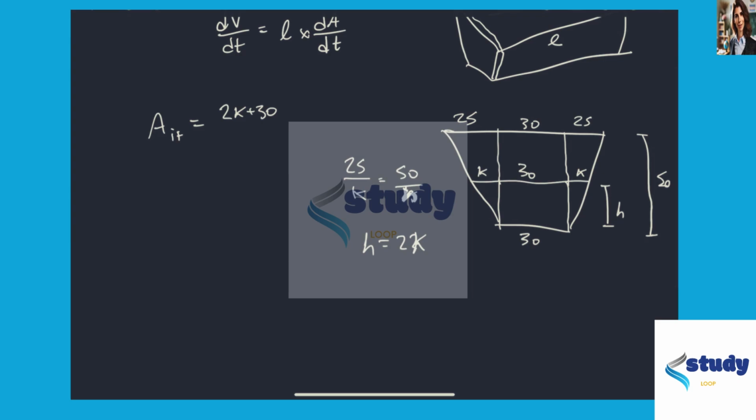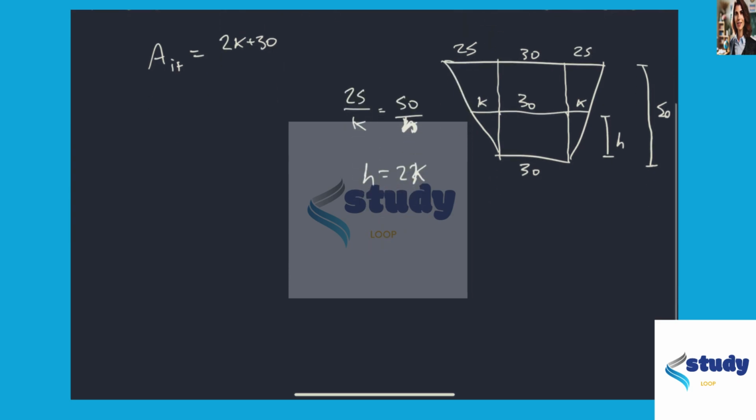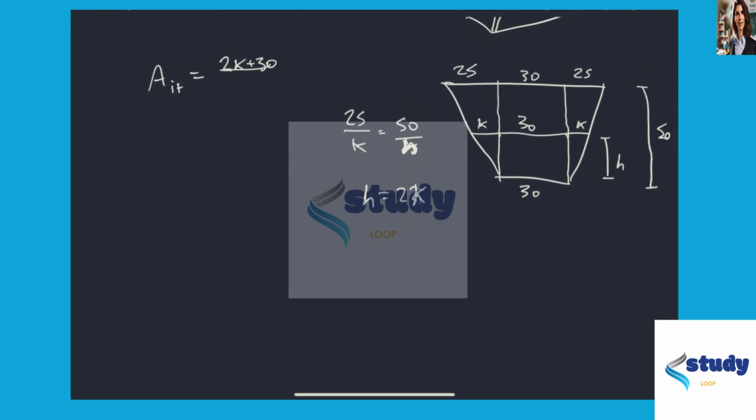And therefore, if we have 2k plus 30, that's the same thing as h plus 30. Then we know that the lower base is length 30, so we add that, and then that's going to be over 2 times the height. So another way we could write this now is going to be h squared over 2 plus 30h.